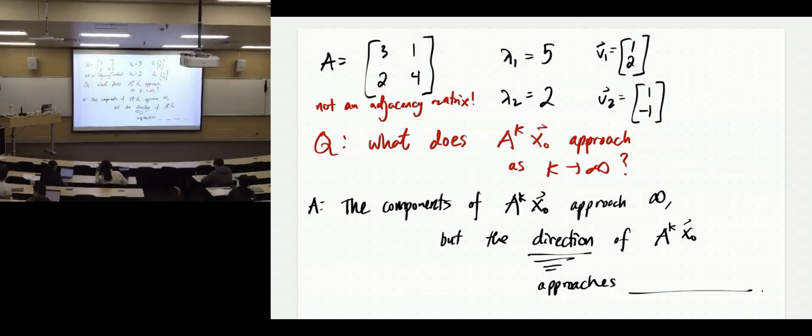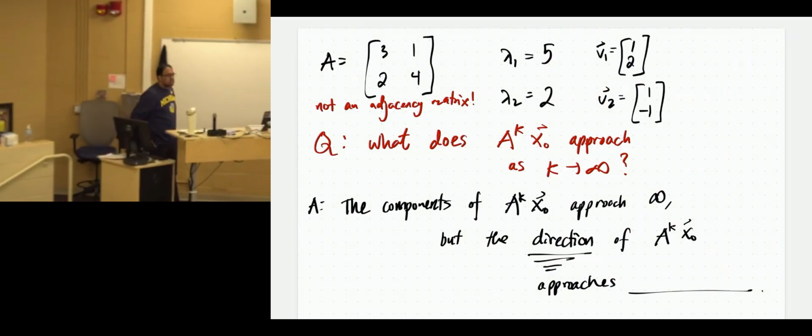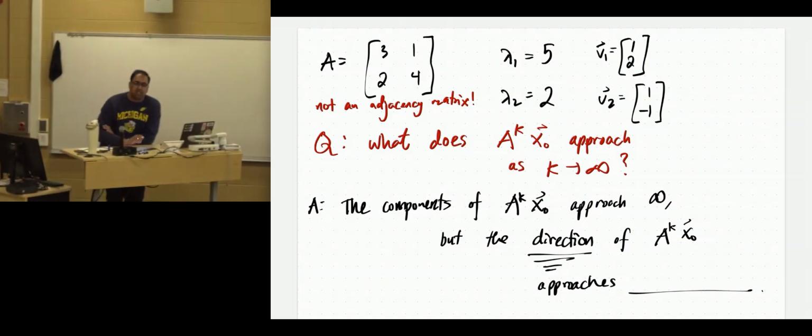Okay, what's our prediction? To be clear, I'm saying start with any initial state vector. The numbers in it, as you multiply it by A, and then A squared, then A cubed, then A to the 4, are going to explode. But the direction of the state vector does approach something. The direction of the state vector approaches what? Any guesses?